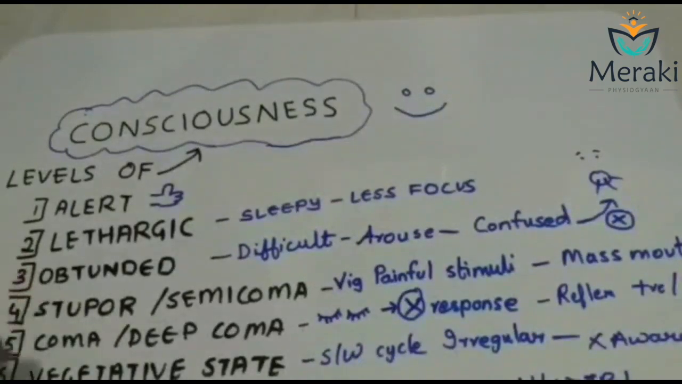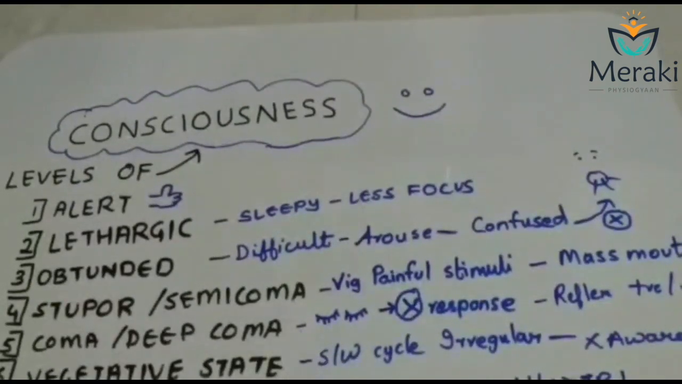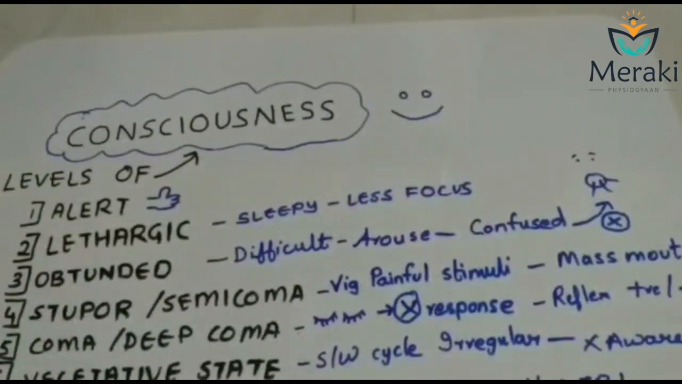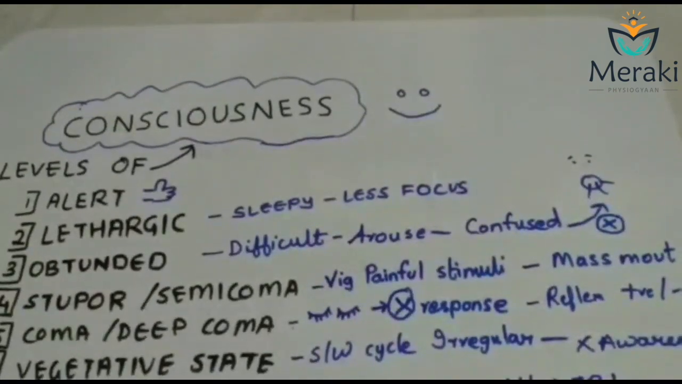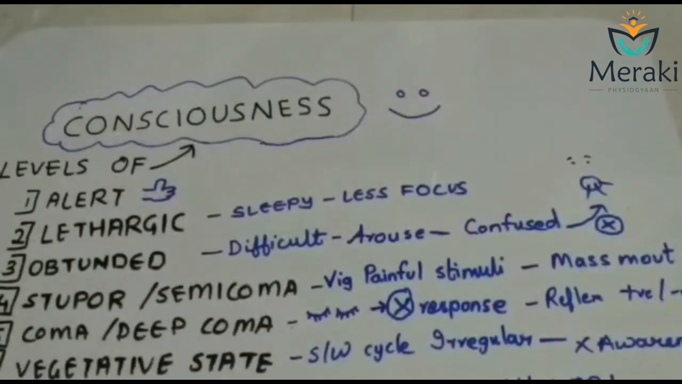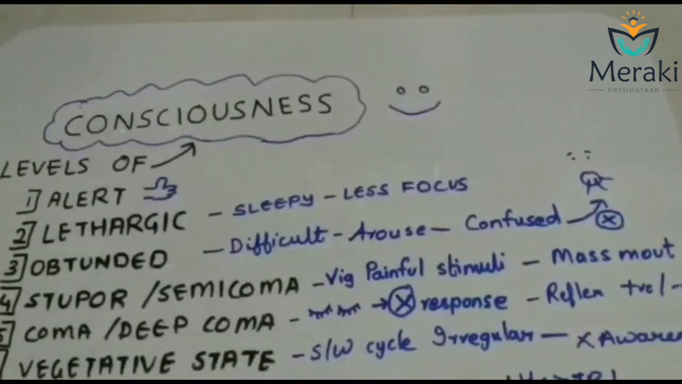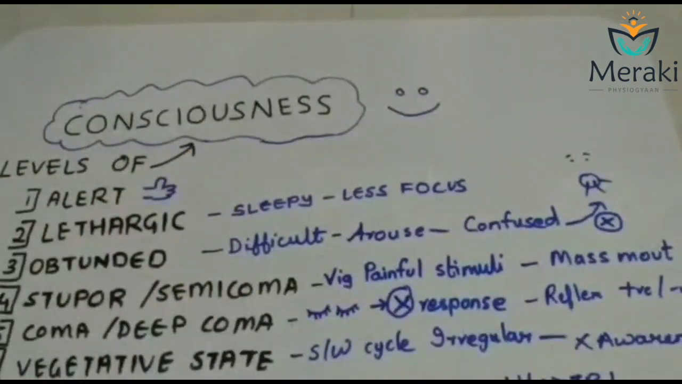The third is obtunded. These patients are difficult to arouse from sleep, and even if you somehow arouse them, they often appear confused. Mostly any interaction with them tends to be non-productive. The next is stupor or semi-coma. These patients respond to strong, vigorous, painful stimuli and then go back to their unconscious state when stimulation is stopped. They are unable to do any voluntary reaction and may often give a mass movement or reaction.